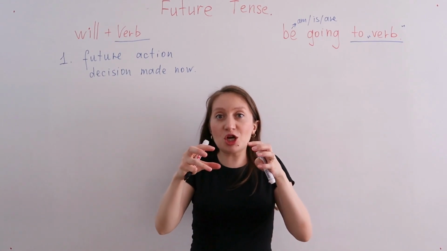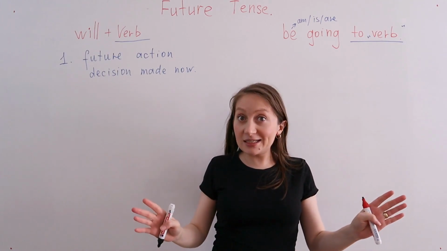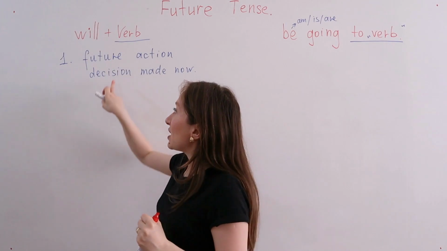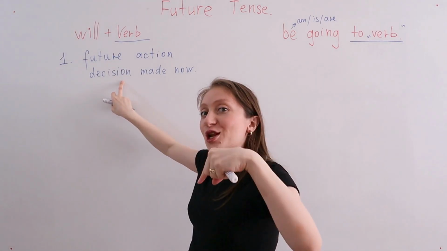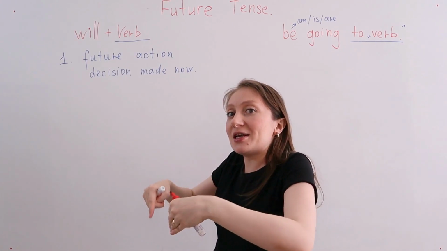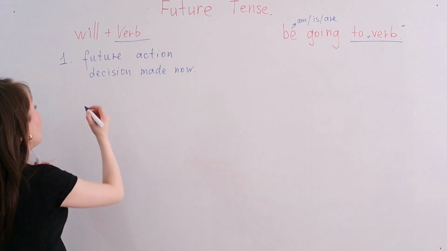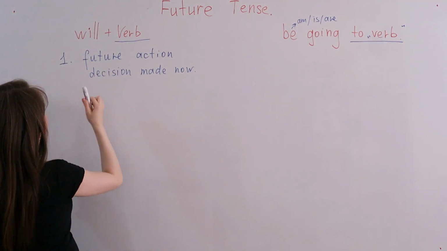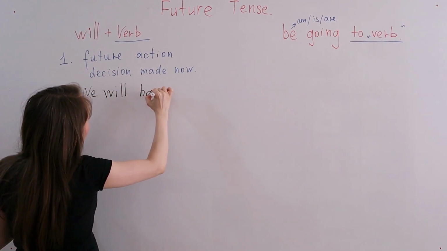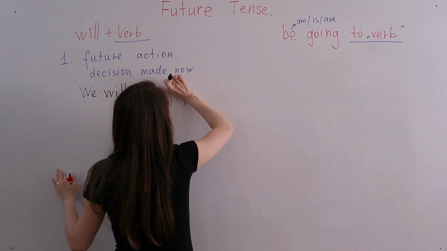For example, let me write one sentence. Two friends meet each other and they say, let's have a party. Well, nice idea, let's do it. So, we will have a party. So, they made a decision now. They say, we will have a party. So, they just decided right now. So, you say, we will have a party. All right?